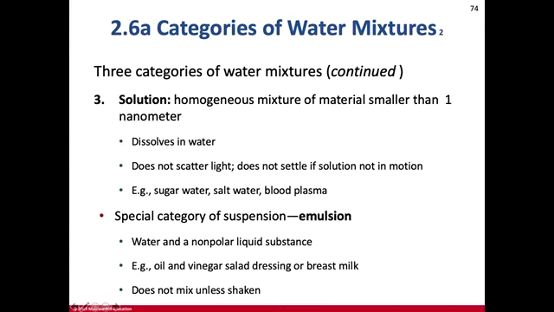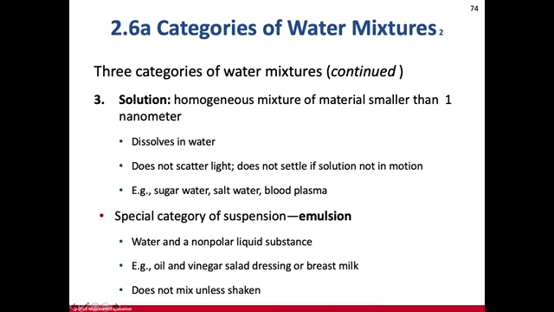A solution's a different deal. In a solution, you have a solute that dissolves in a solvent and does not settle out. It won't scatter light, it's clear. Examples include sugar and salt water and blood plasma, not whole blood, but blood plasma.